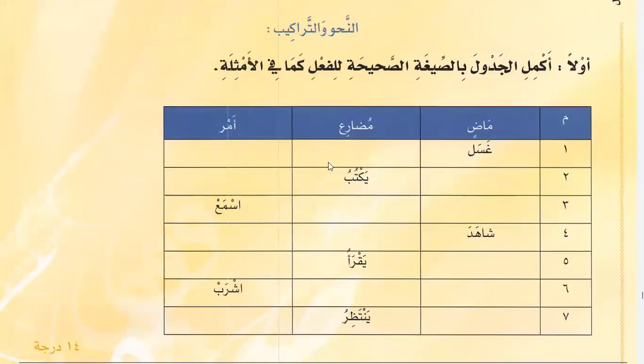So you need to write the verb. Ghassala, what will we write here? Yagsilu. Then? Igsilu. Igsil. Next. Kataba. Yaktubu. Next. Uktubu. Uktub. With fail. Yes. We always use sukoon at the end. Okay. Uktub. Then. Sami'a. Yashadu.